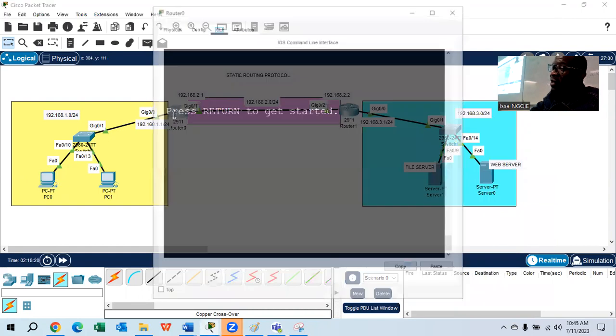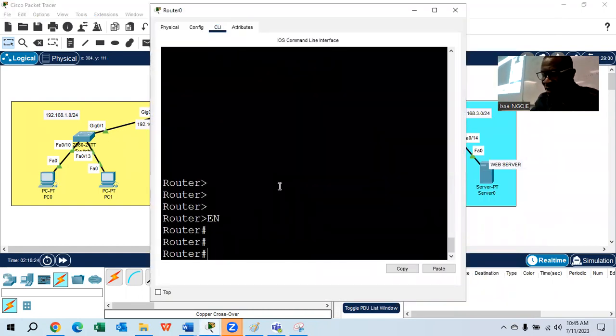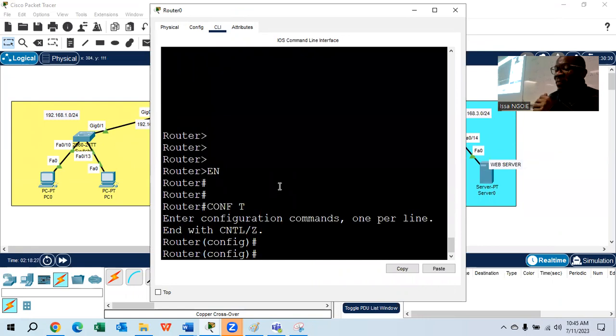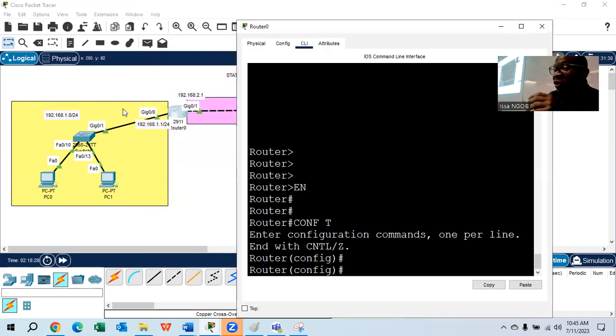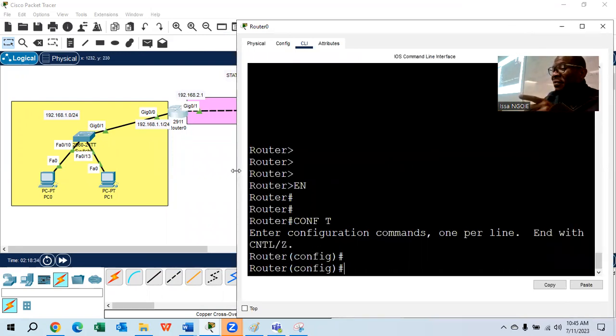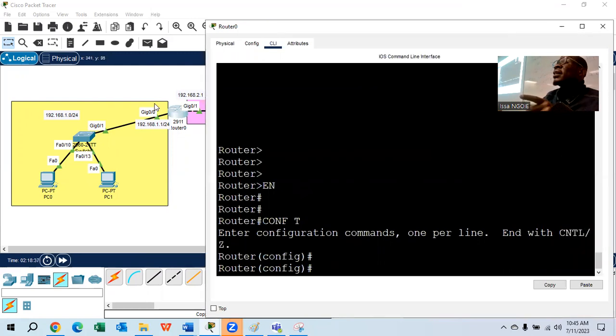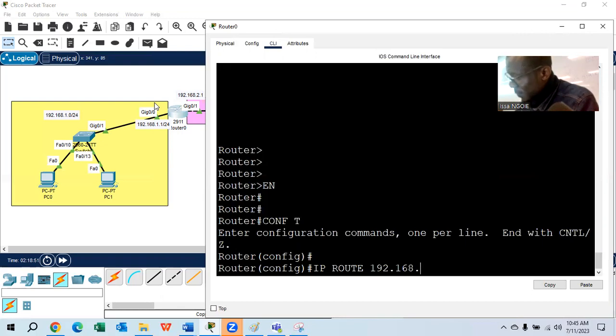So we're gonna go to router 0, enable, conf t. We are here on this router, right? So we have to teach this router how to reach the blue network. So you're gonna say ip route, and which network do we wanna reach? The blue one, right? It's 192.168.3.0. This is the network we wanna reach. The 255, you must always put the subnet mask.